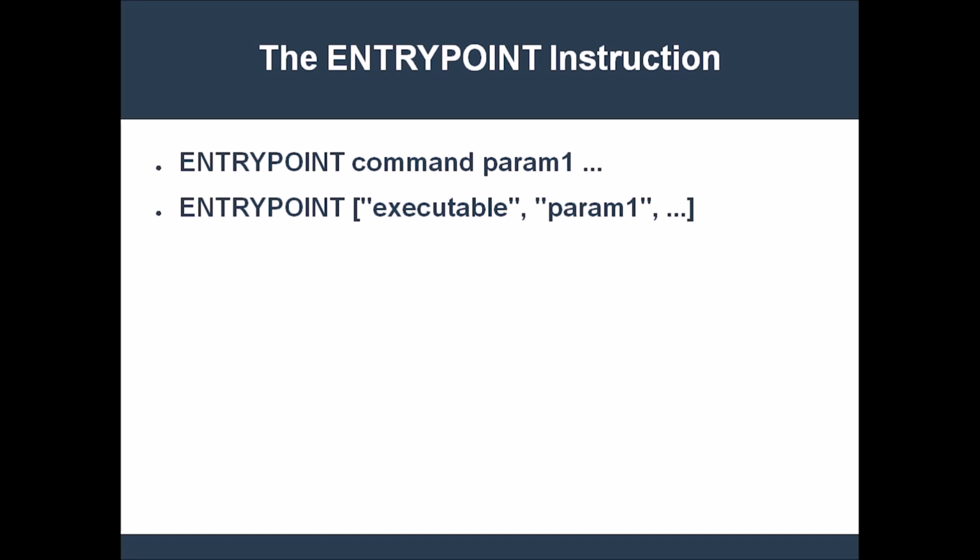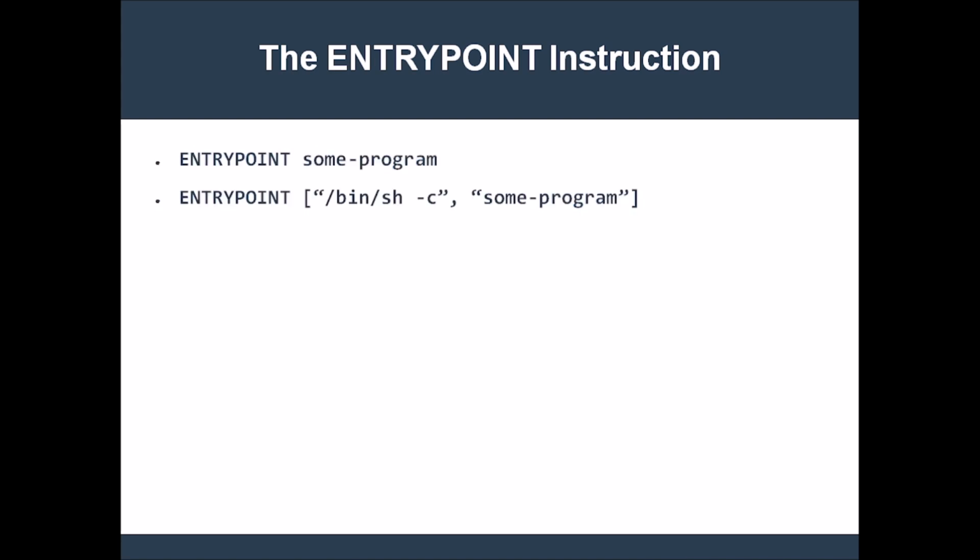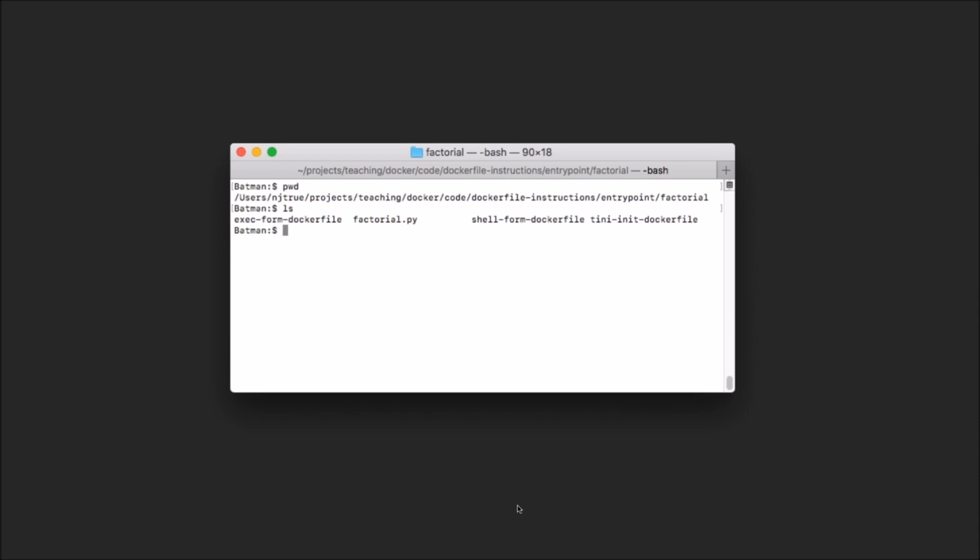The entry point instruction has two forms. Just like the run instruction, the first one is called shell form and the second one is called exec form. The former runs the command in a shell, whereas the latter does not. Thus, these two lines are equivalent. There's a very important difference between the two entry point formats. In fact, it's the cause of a very common tripping point for new Docker developers.